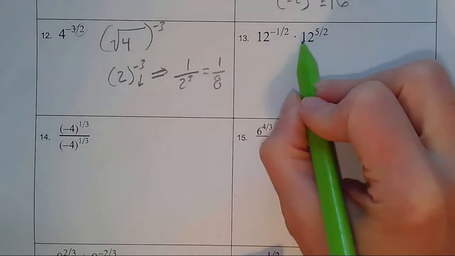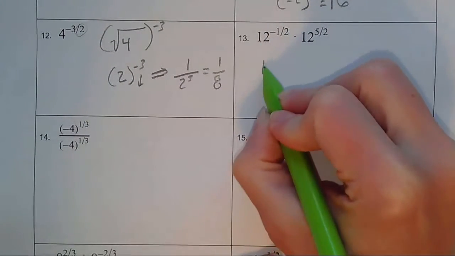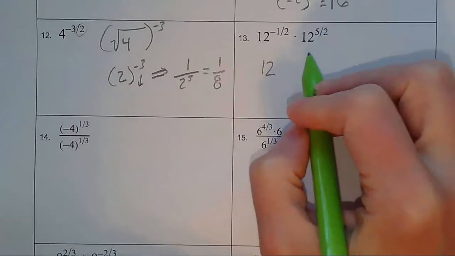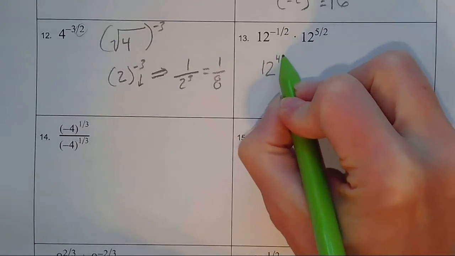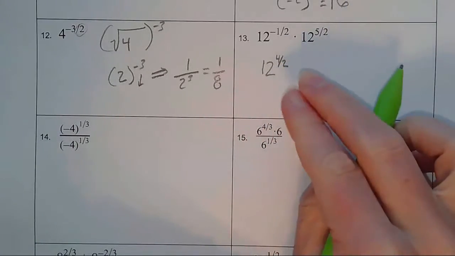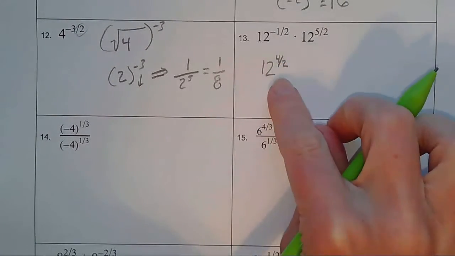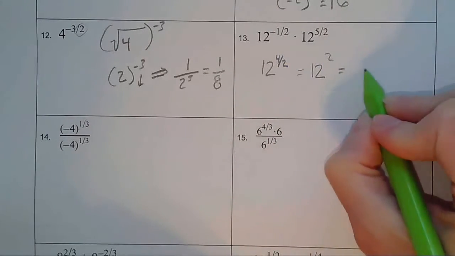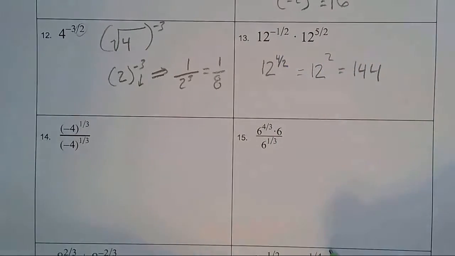We know that when we multiply, we add exponents. So this is going to be 12, and then a -1/2 plus 5/2 is going to be 4/2. Now I have one base and an exponent, and then just use logic. Whether you need to change it into the square root or just deal with the exponent as is, it makes it easy. 4/2 is 2, 12 squared is 144. As long as the base is exactly the same.